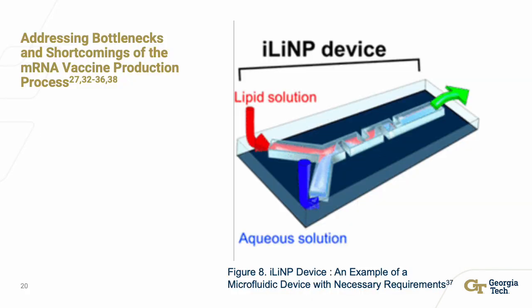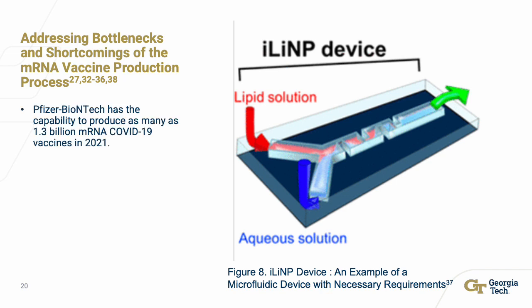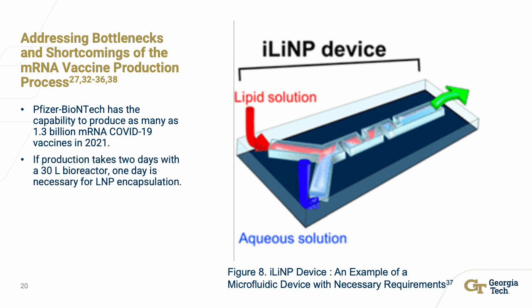To choose an optimal device to include, it would be best to address the bottleneck of the mRNA vaccine production process. The process has already been successfully scaled up, as Pfizer already has the capability to produce over 1 billion mRNA vaccine doses. However, if production were to be modeled with a 30-liter bioreactor, which is believed to be the largest feasible size, mRNA drug manufacture would take about 2 days. Of those 2 days, 1 day would be required to finish LNP encapsulation.